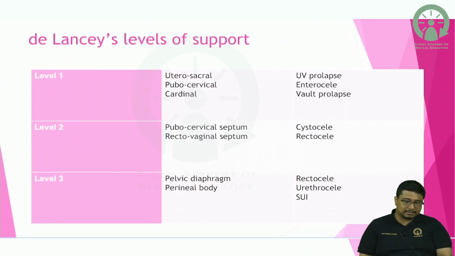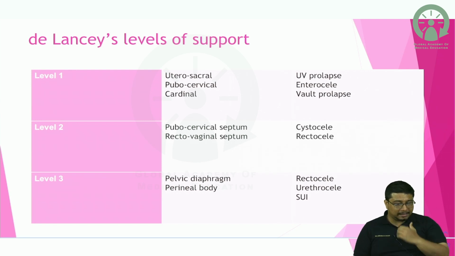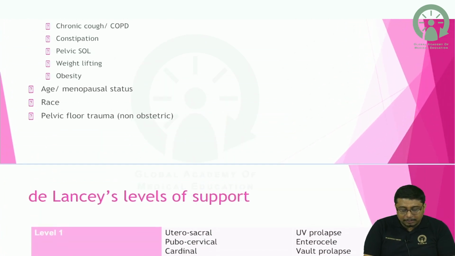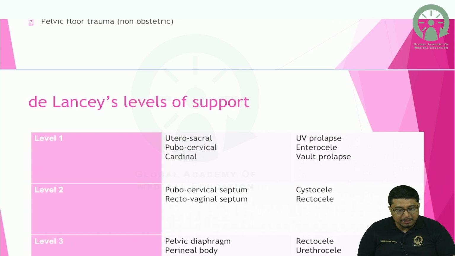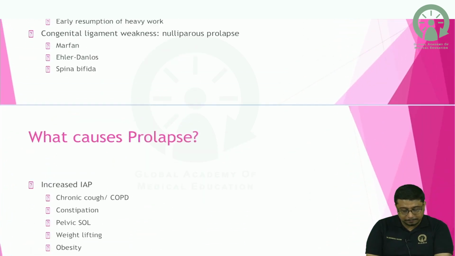Right, these are known as DeLancey's levels of support, and if one particular area of the support is gone, that particular pelvic organ gets prolapsed. Not only the uterus, it can be the rectum, it can be the urethra, depending on the weakness. If there is a prolapse of the POD, it is known as enterocele. Don't think enterocele is the prolapse of the intestines. It is the prolapse of the POD.